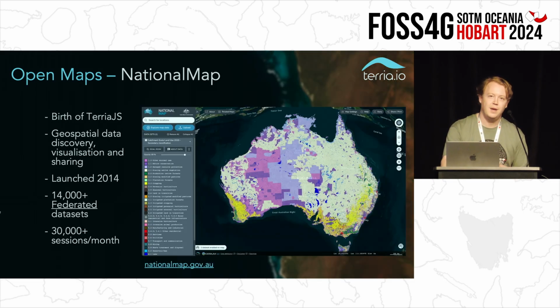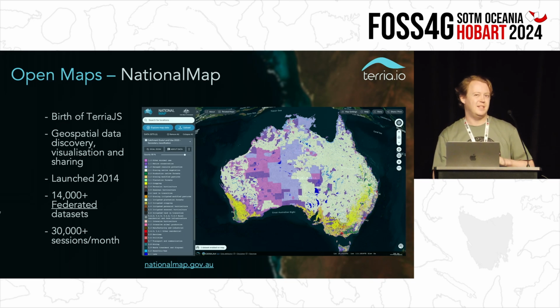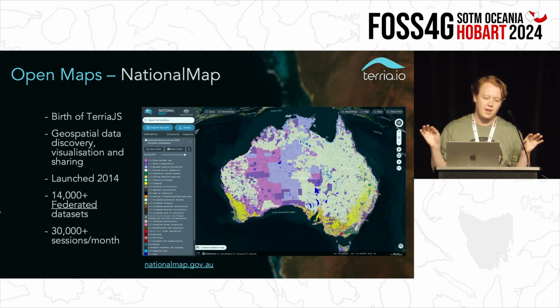So our first map, National Map, that we all know and love, created in 2014. We have about 14,000 federated datasets in National Map. I've underlined federated there because we do not store any of the data. We only have about 1,000 datasets that we've manually curated in that list. Everything else is coming from 40 or so different data portals around the country.